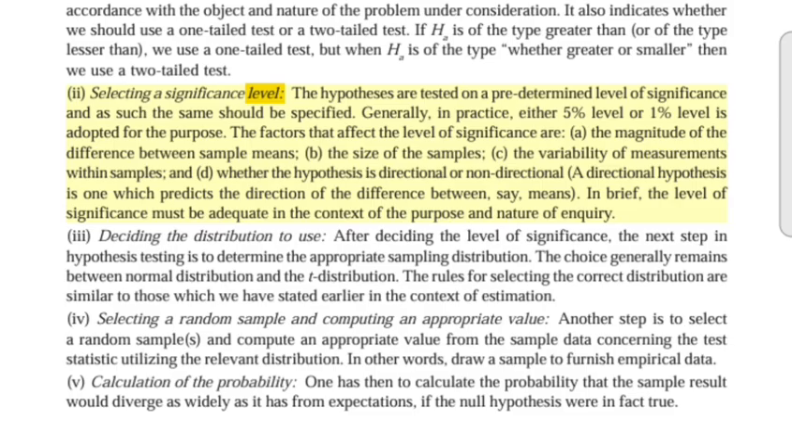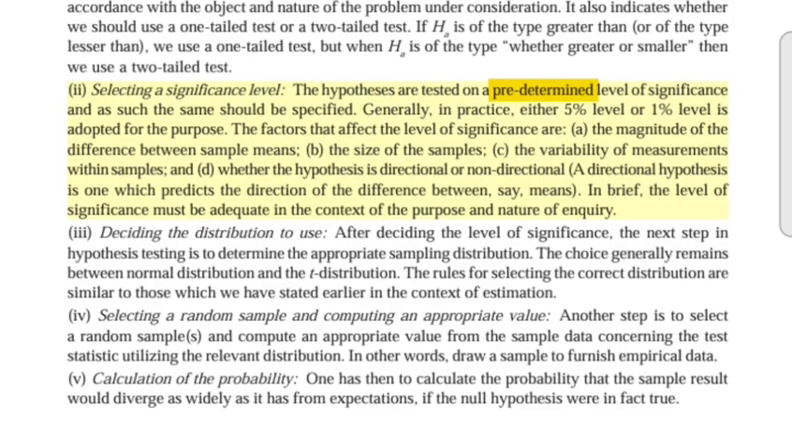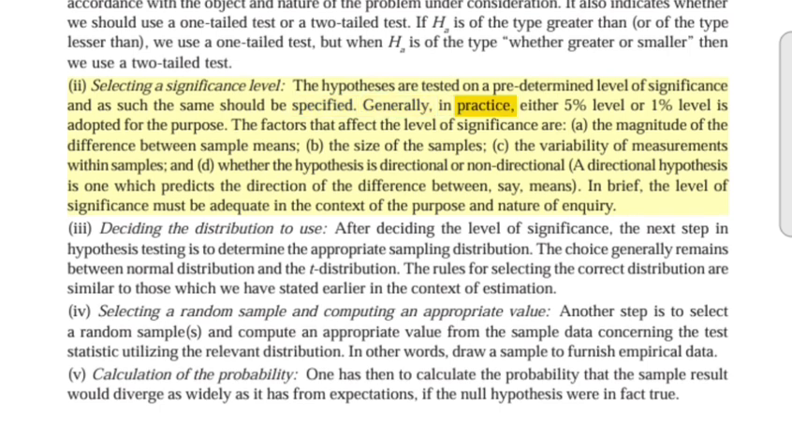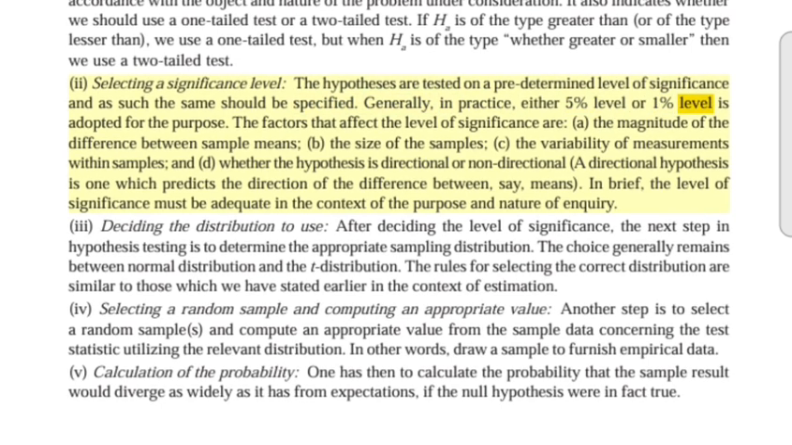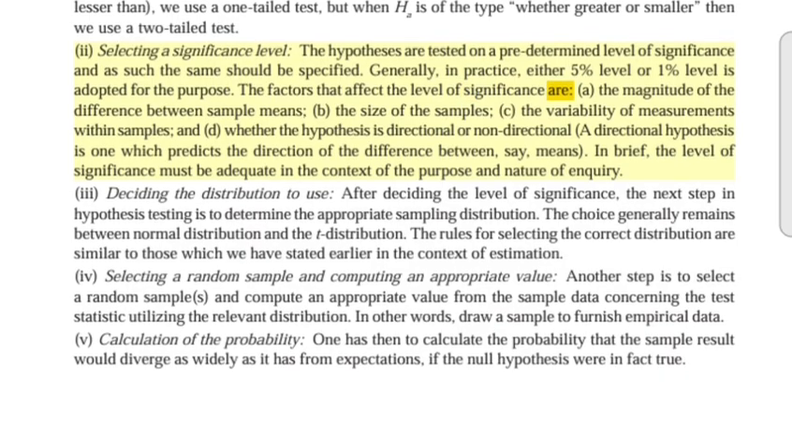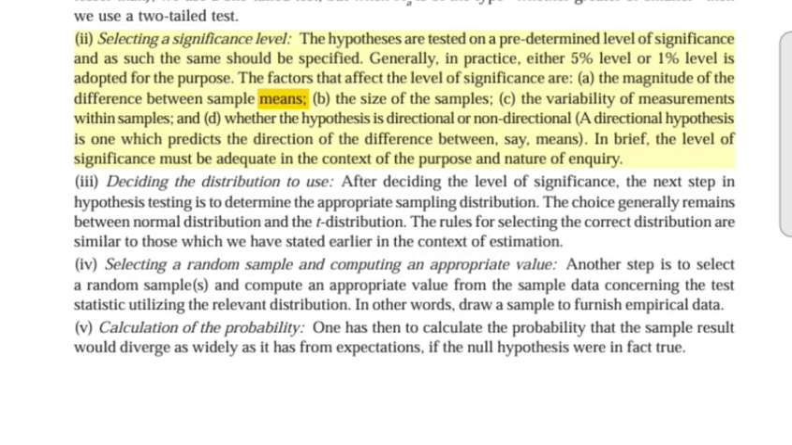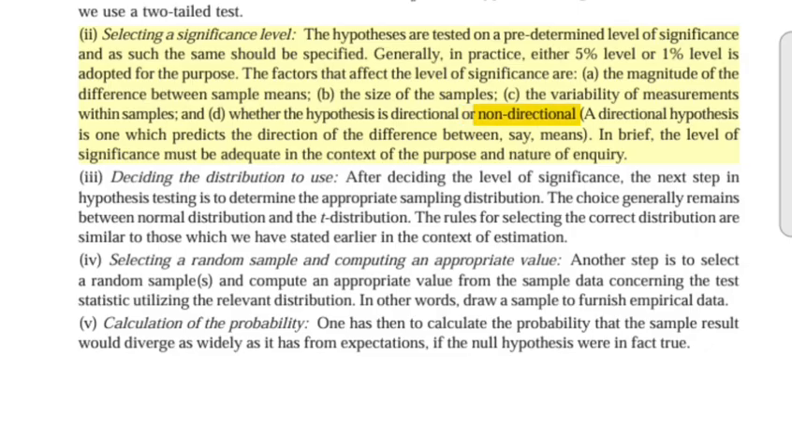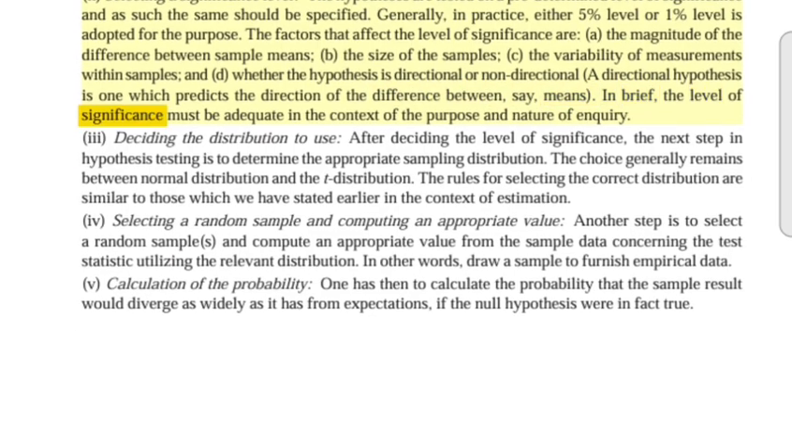Selecting a significance level. The hypotheses are tested on a predetermined level of significance and as such the same should be specified. Generally, in practice, either the 5% level or the 1% level is adopted for the purpose. The factors that affect the level of significance are: a. the magnitude of the difference between sample means, b. the size of the samples, c. the variability of measurements within samples, and d. whether the hypothesis is directional or non-directional. A directional hypothesis is one which predicts the direction of the difference between, say, means. In brief, the level of significance must be adequate in the context of the purpose and nature of the enquiry.